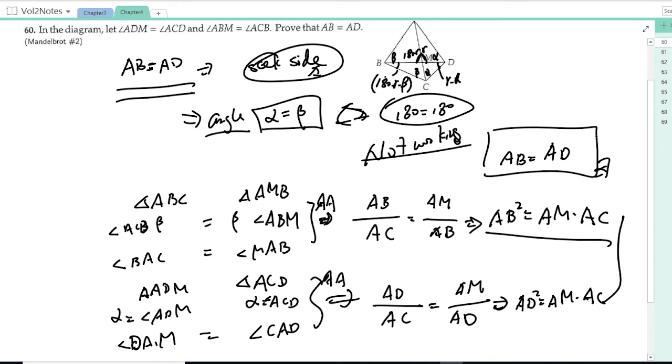So do angle chasing first, because angles are always easy to solve, right? And because the angle chasing doesn't work, now we use similar triangles and seek from the sides. That's normally how we deal with this type of problem.